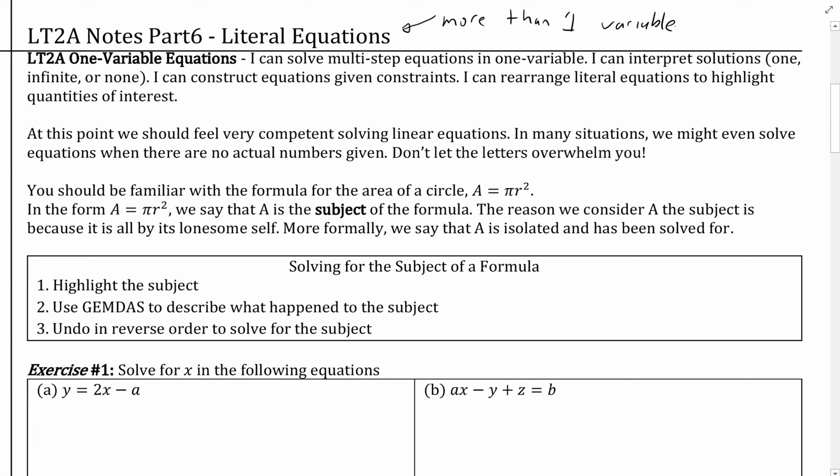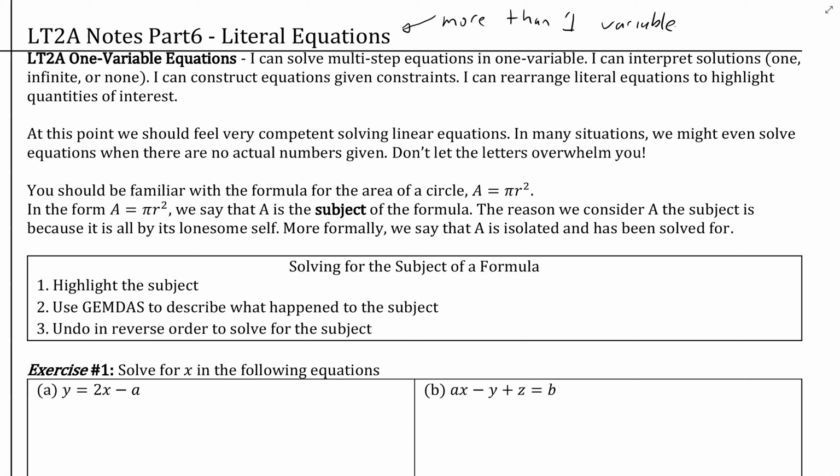With that out of the way, at this point, we should feel very competent solving linear equations. In many situations, we might even solve equations where there are no numbers given. But do not let the letters overwhelm you. We are still applying the ideas that we have been using over the last couple of sections.